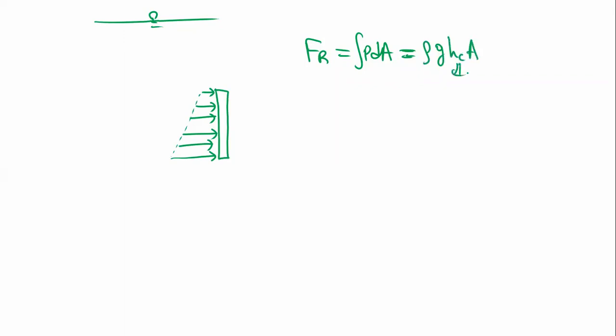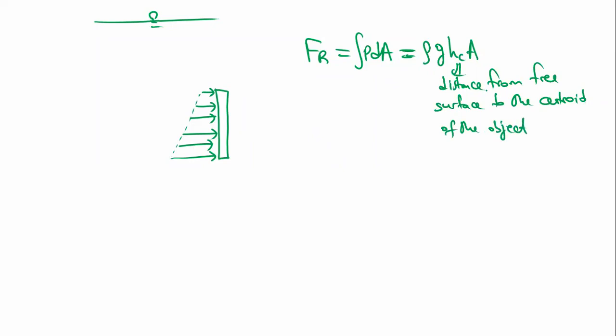What is hc? hc is the distance from the free surface to the centroid of the object, okay? So we should look for the distance from the free surface to the centroid of the object. When I say F resultant, it means only due to hydrostatic pressure, okay? Resultant force due to this load distribution, you can see the load distribution, I should find the distance from the free surface.